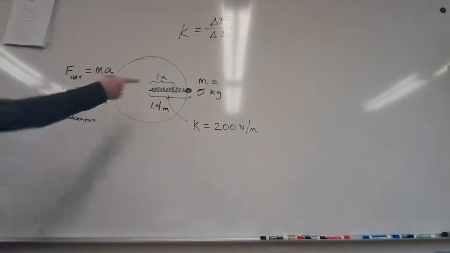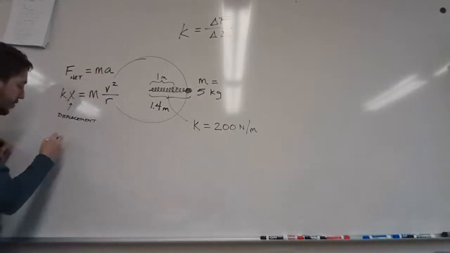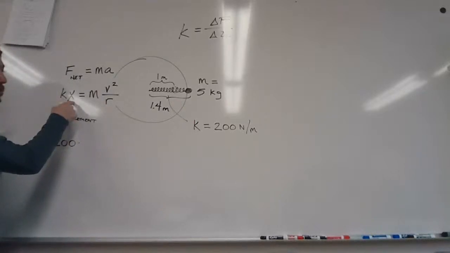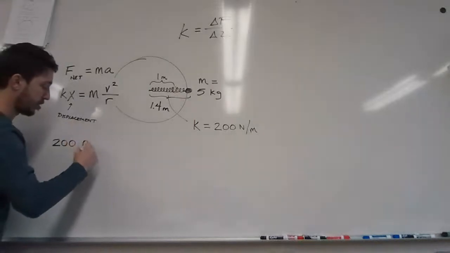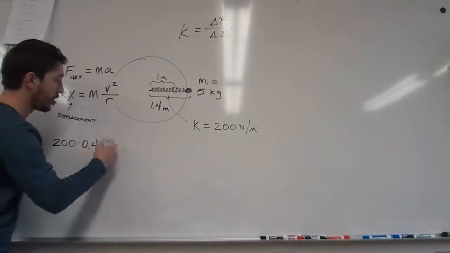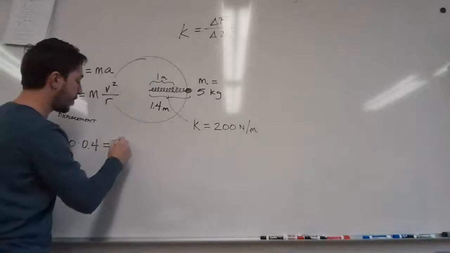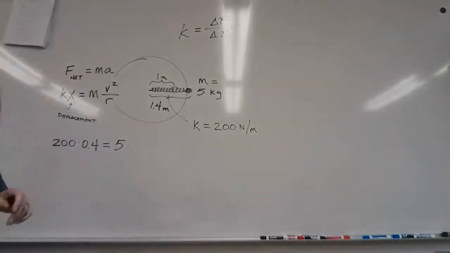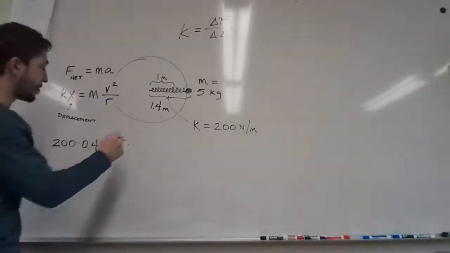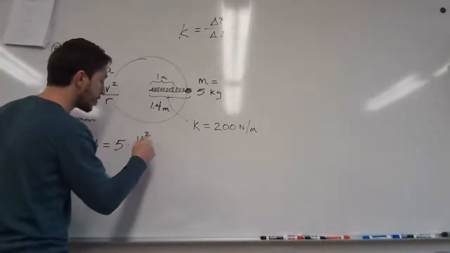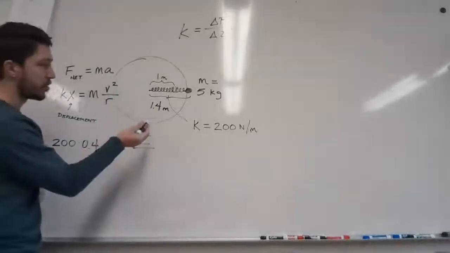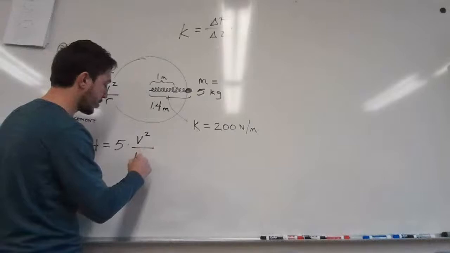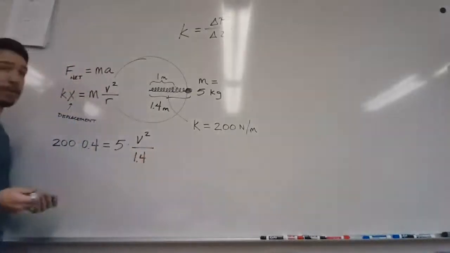So anyway, let's plug in everything we know. K was 200. X was 0.4. The mass was 5. The V, does it tell us the V? We're solving for V, right? Okay, makes sense. And the R, what is the R? 1.4. It's 1.4, yes. Because that's another point of confusion.